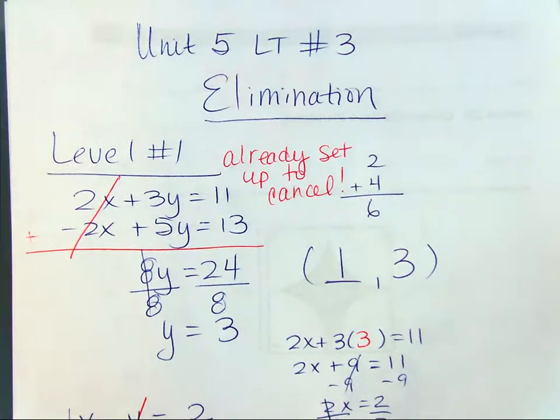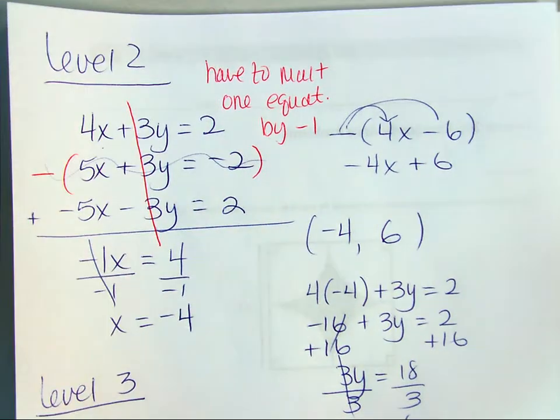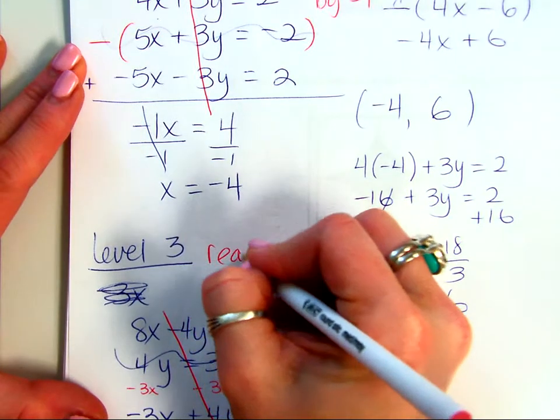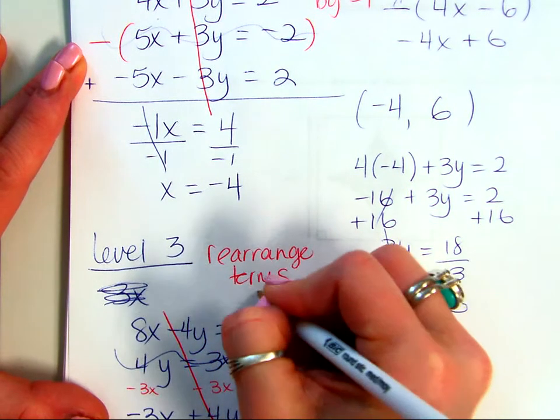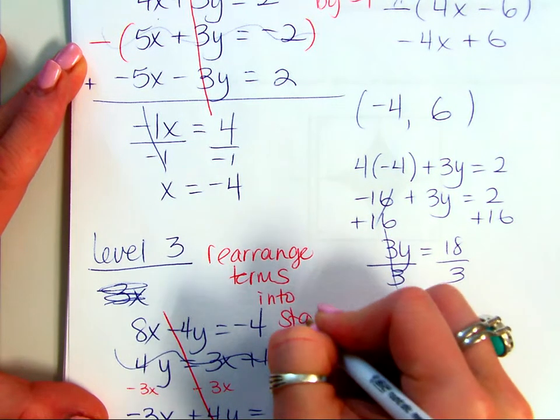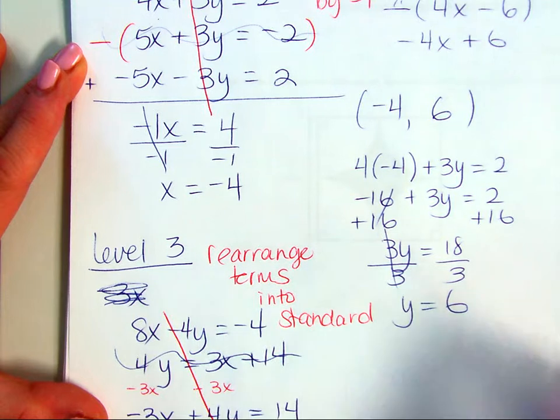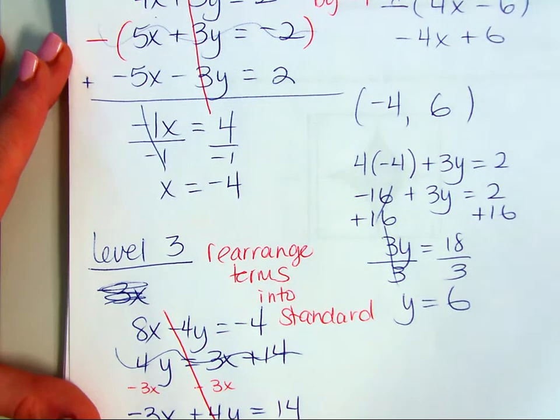Oh, yes. Oh, I'm so glad you said that. So already set up to cancel. Have to multiply by -1. Rearrange terms into standard. Okay, thank you for that. It reminded me. So rearrange terms into standard every time. Regardless of how messed up they are, you got to get them into standard form.